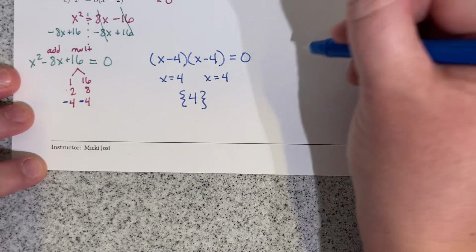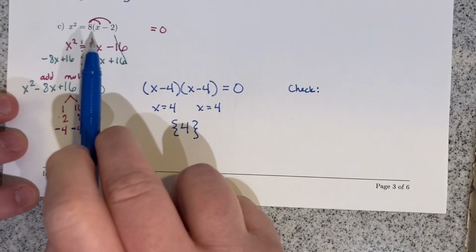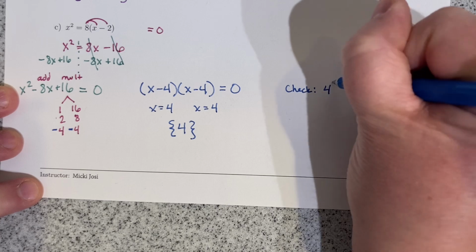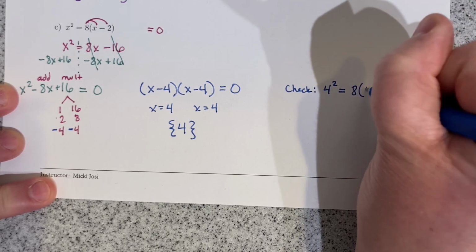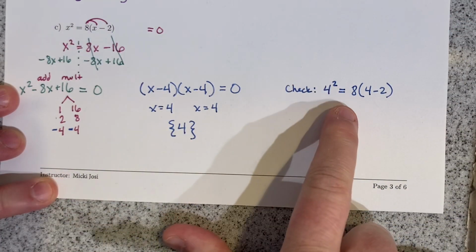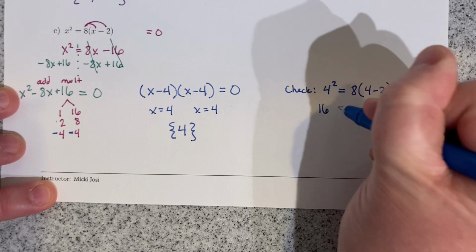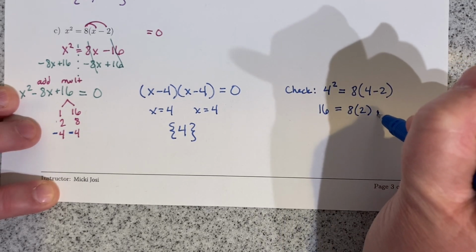Since there's one answer, that should be easy to check. I am going to check in the original equation though. So this would be 4 squared, and we want to know, does it equal 8 times 4 minus 2? So I took the original equation and replaced both x's with 4. On the left side, we get 16. On the right side, it's 8 times 2. That seems like it checks out.